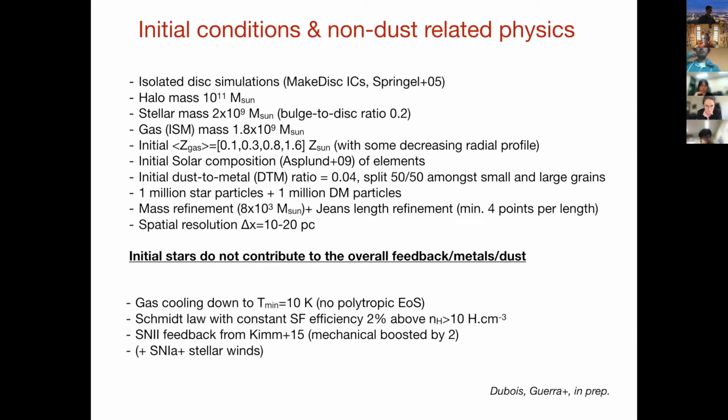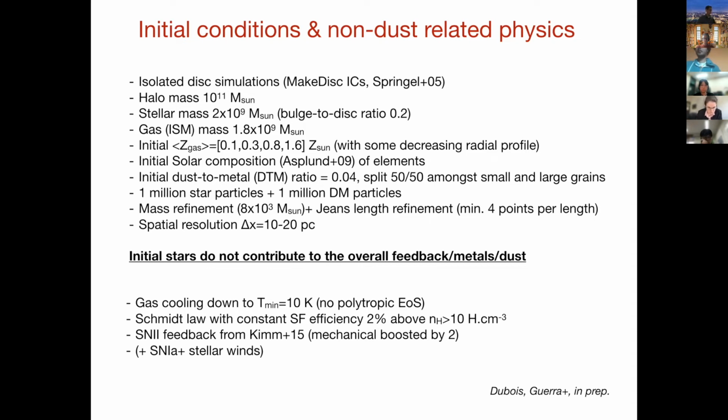It's a prominent disk. There's half of the baryon mass locked into the gas, and we explore different initial gas metallicities. We start with solar composition of elements: carbon, nitrogen, oxygen, iron, etc. We have a given small dust to metal ratio initially, just to avoid being strongly affected by this choice. We split the dust into half small grains and half big grains, and you see the typical refinement resolution we have. We reached 20 parsec resolution. We have a test at 10, but I won't show it.